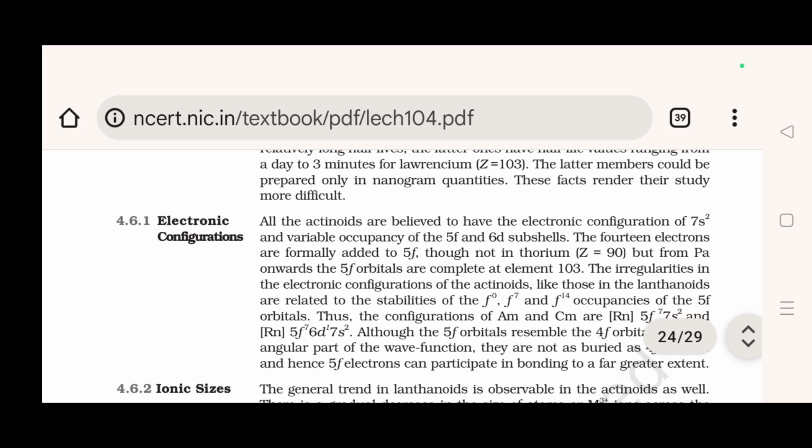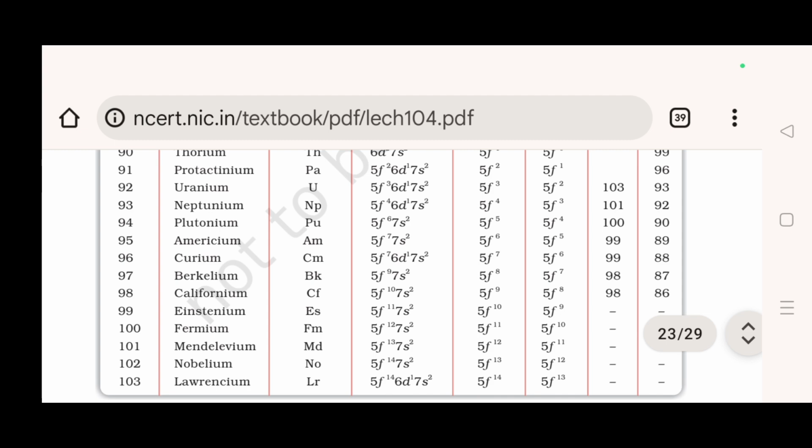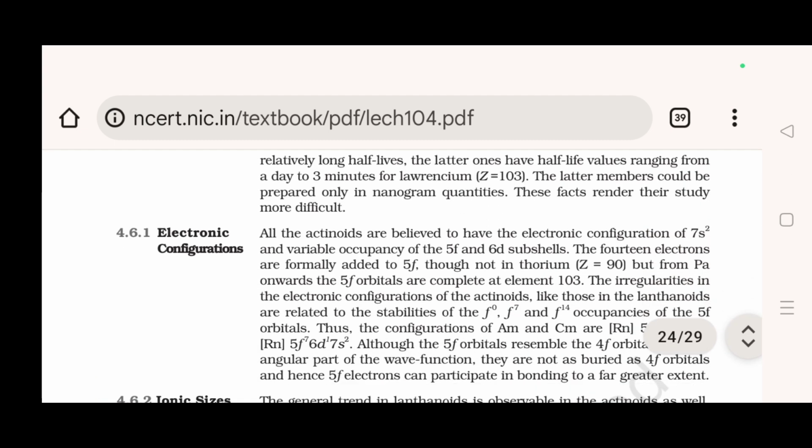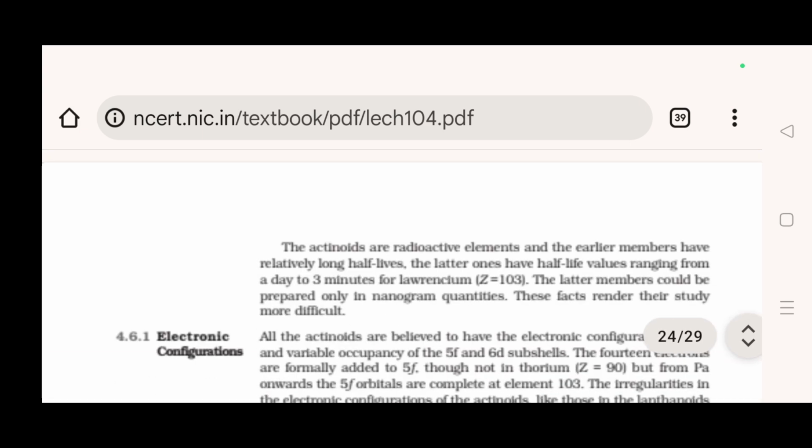Now we will discuss their electronic configuration. All the actinides are believed to have the electronic configuration of 7s2 and variable occupancy of the 5f and 6d subshells. The 14 electrons are formally added to 5f, though not in thorium where atomic number is 90, but from Pa onwards. Pa stands for protactinium. The 5f orbitals are complete at element 103, which is lawrencium.